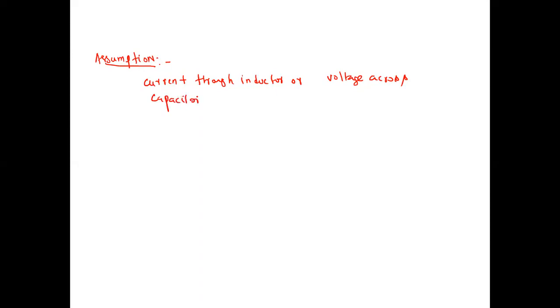The capacitor is to be taken as a state variable. There is a strong reason for it. I'll show you why. The reason is that if you look at the current through the inductor or the voltage across the capacitor, these are the ones taken as state variables.